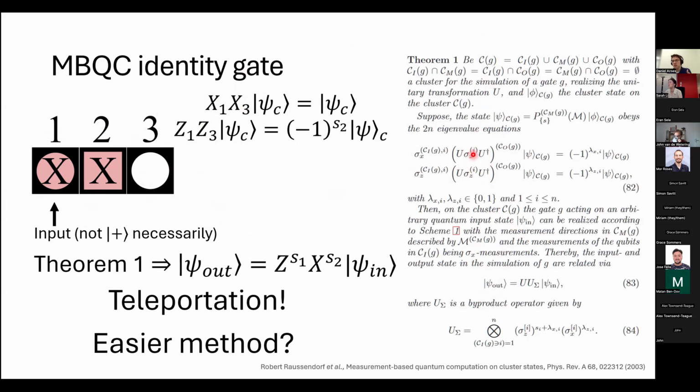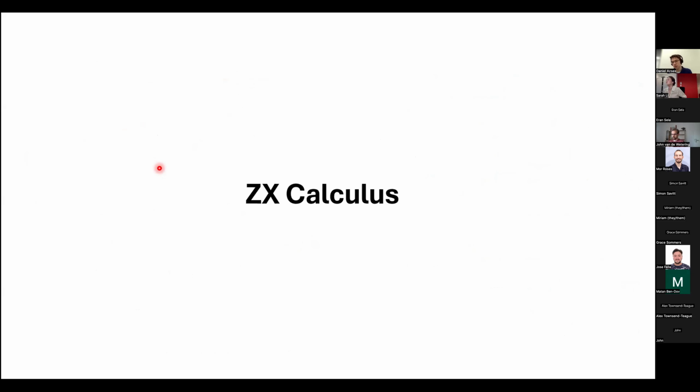But as you see, this is very complicated. So can we find an easier method to actually show that this type of computation is doing an identity gate? So it actually teleports information. Okay, so this is where ZX calculus enters. The ZX calculus is a very, very direct and helpful way to actually understand all this kind of computation. So feel free to ask me any questions if needed.